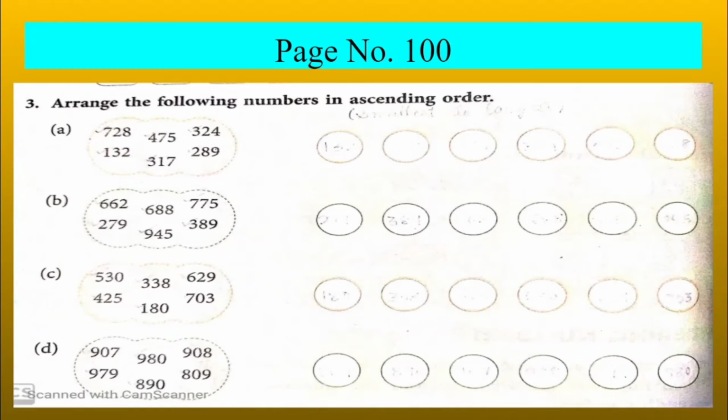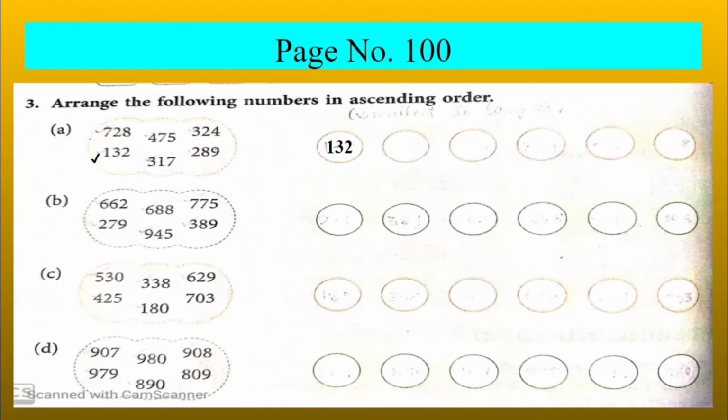In the A part the numbers are 728, 475, 324, 132, 317, 289. So here which is the smallest number among these numbers? Yes, 132 is the smallest number. So we will write 132 here in the circle.